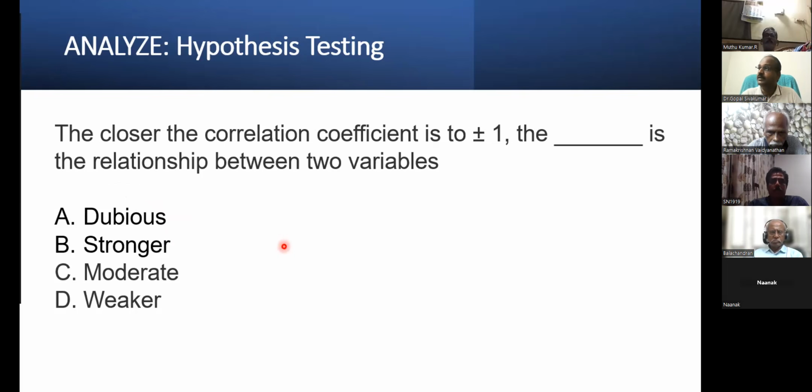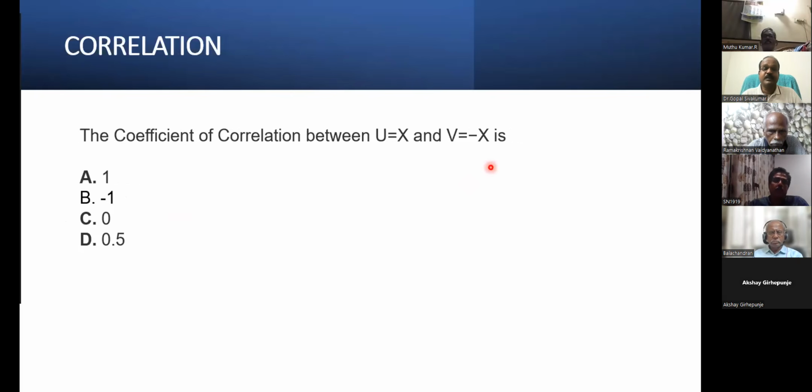The closer the correlation coefficient to plus or minus 1, the dash is the relationship between two variables. Will it be weak, moderate, strong, or dubious? Strong, very strong, sir. Stronger. The coefficient of correlation between two variables u and v: u equal to x, v equal to minus x. Now, what will be the correlation coefficient? Inversely proportional. That means what is the option here? Minus 1.